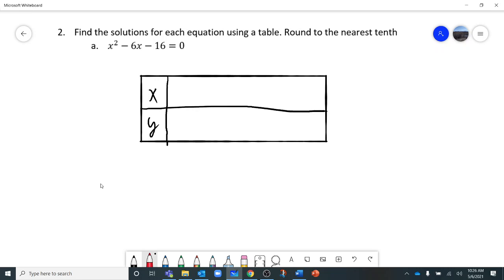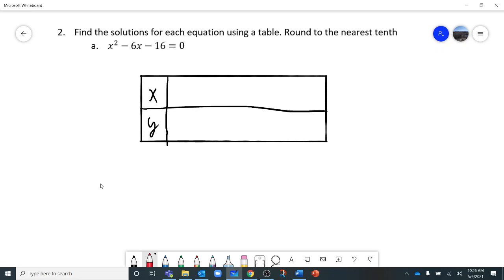All right. Find the solutions for each equation using a table. Round to the nearest tenth. And I don't really like this because it's guess and check, and I'm not a big fan of guess and check. We can use a couple of strategies.